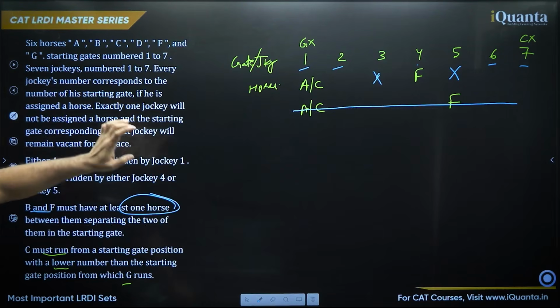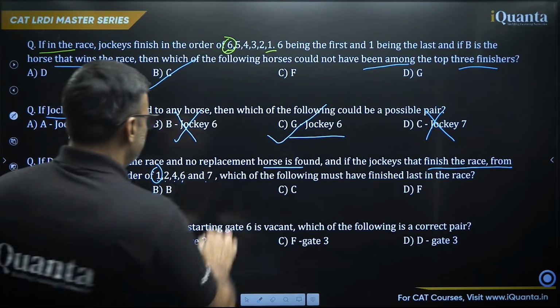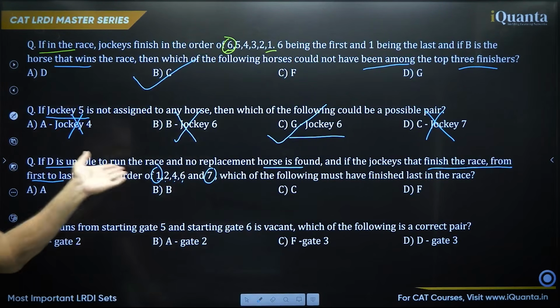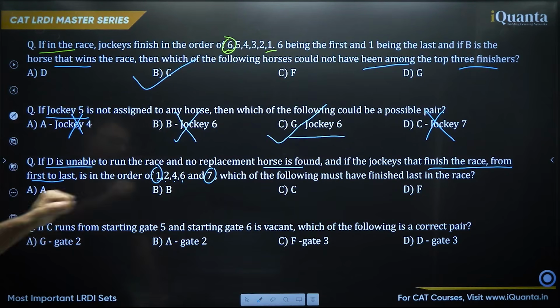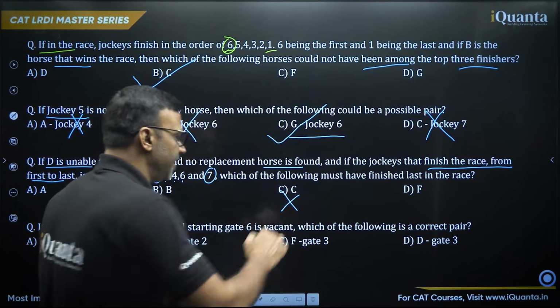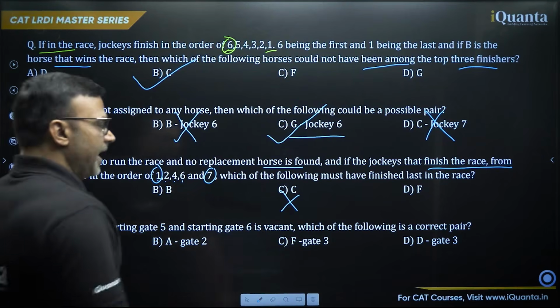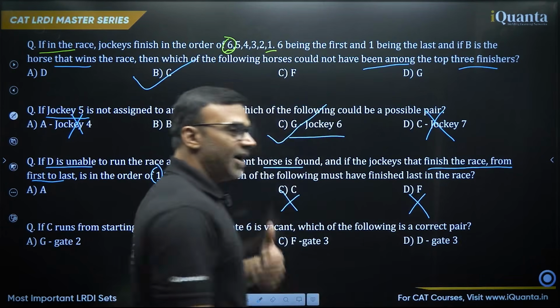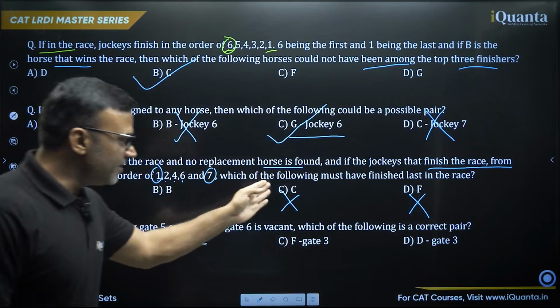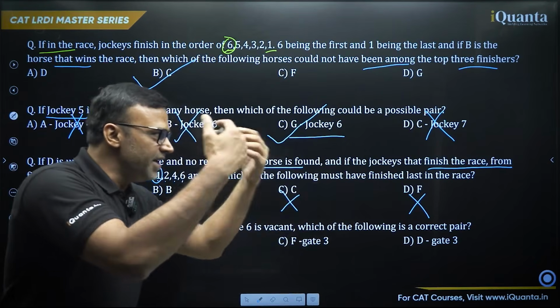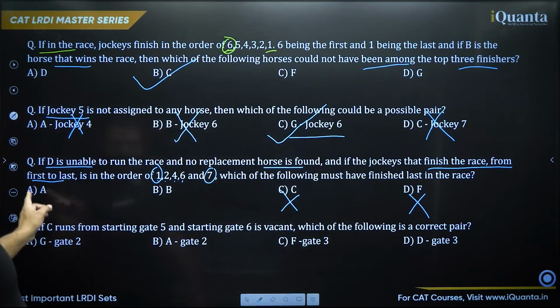You see, last in the race is the person who started from 7th position, clearly given in the question. Now, 7th position, C cannot be the answer in any case. F cannot be the answer because F has to be either at 4 or 5. So for eliminating these two options, we don't even need to do anything. Now we have A or B.